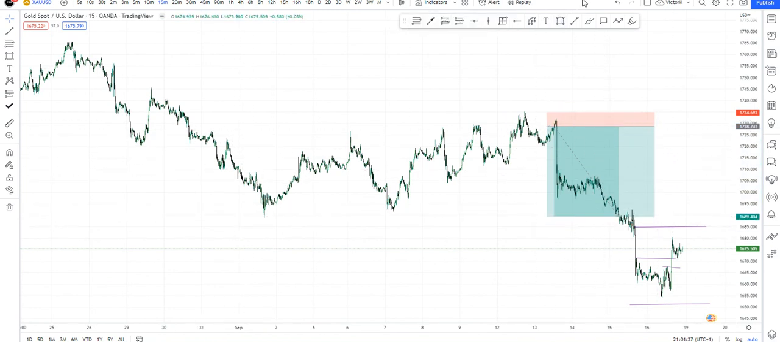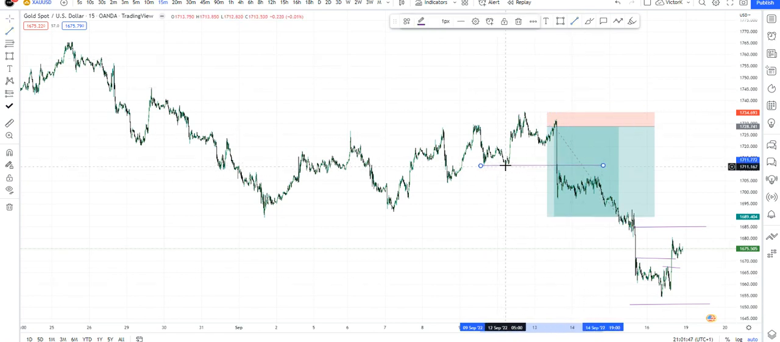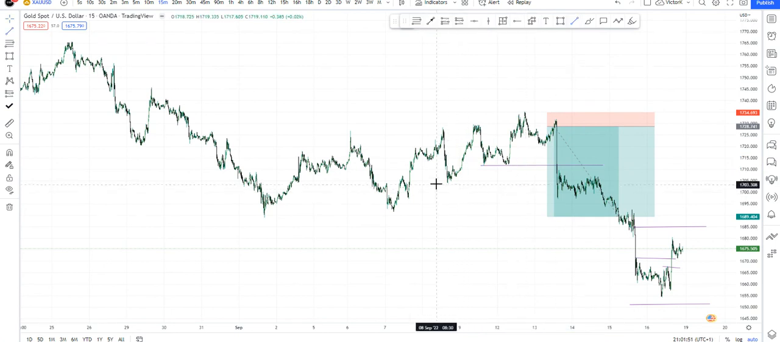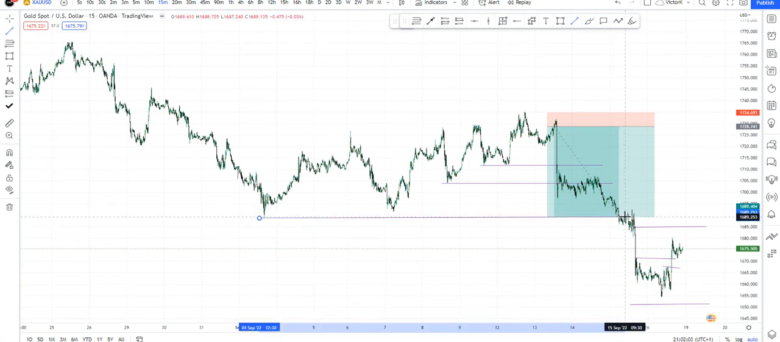So, if this is my target one, at this point I will remove 0.01. This is my target 2. At this point I will remove another 0.01, and my final target is target 3, which is the last one. At this point I will close the last part of the trade.